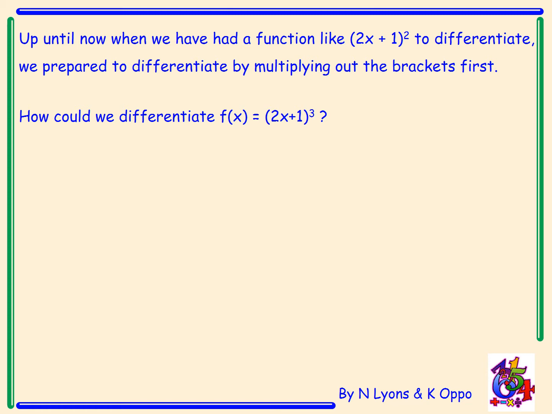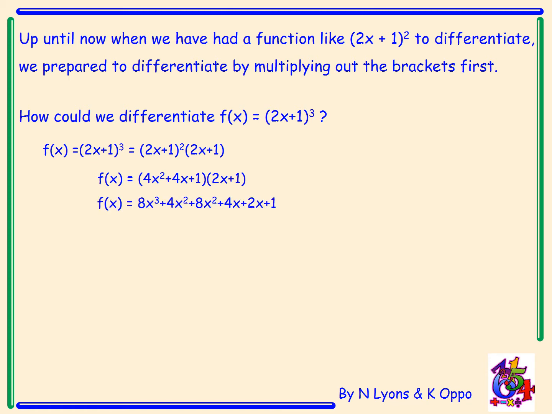Now with no other knowledge, I'm quite sure you'd be able then to take your (2x + 1) cubed and then split that up into separate brackets. So (2x + 1) squared times (2x + 1). And then preparing, we've got (4x squared + 4x + 1) times (2x + 1). Multiplying out the brackets, 8x cubed + 4x squared + 8x squared + 4x + 2x + 1. And we can simplify that to 8x cubed + 12x squared + 6x + 1.